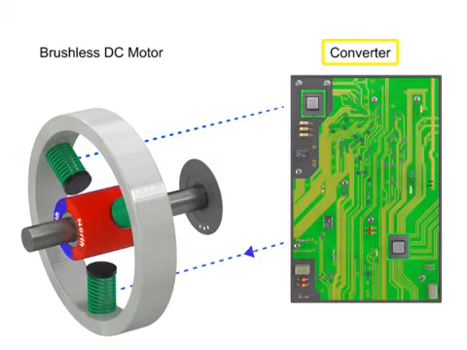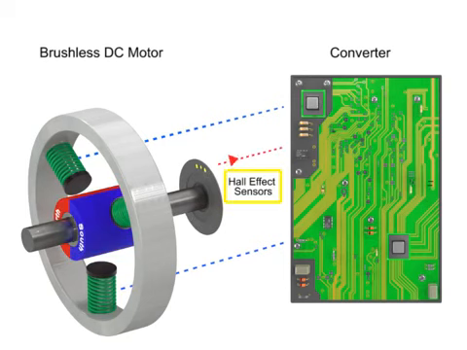As the rotor turns, a rotor position sensor provides feedback to the converter so the required stator field rotational sequence is maintained. The change in sensor state reports back to the converter, which continually switches the phase to the windings to keep the motor turning.